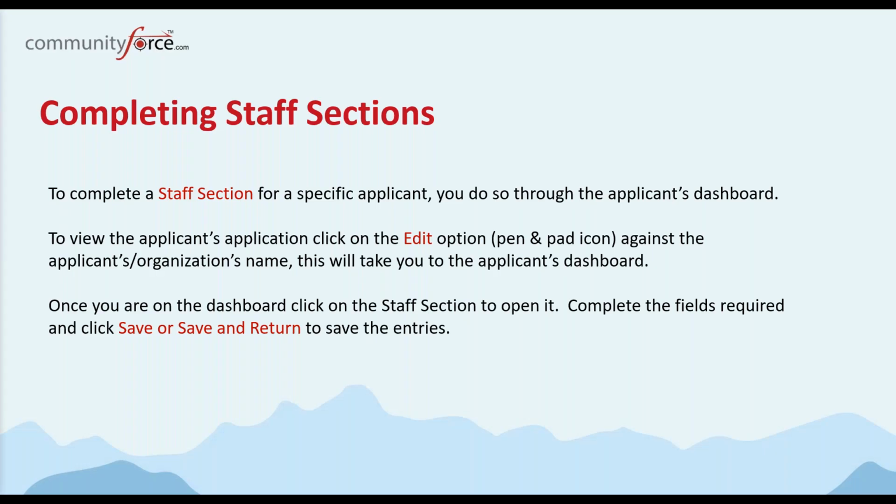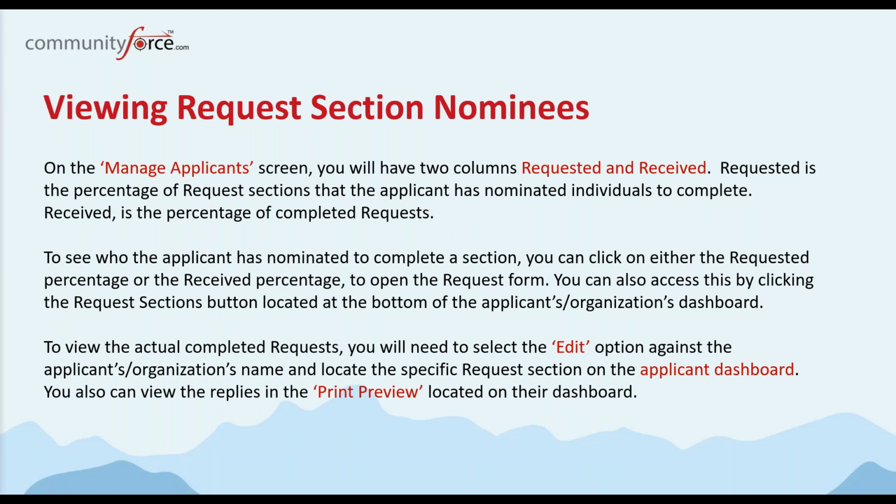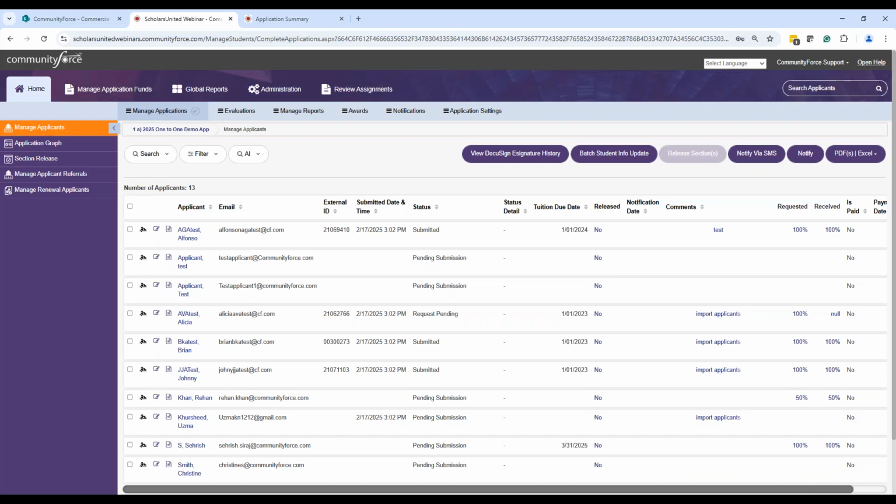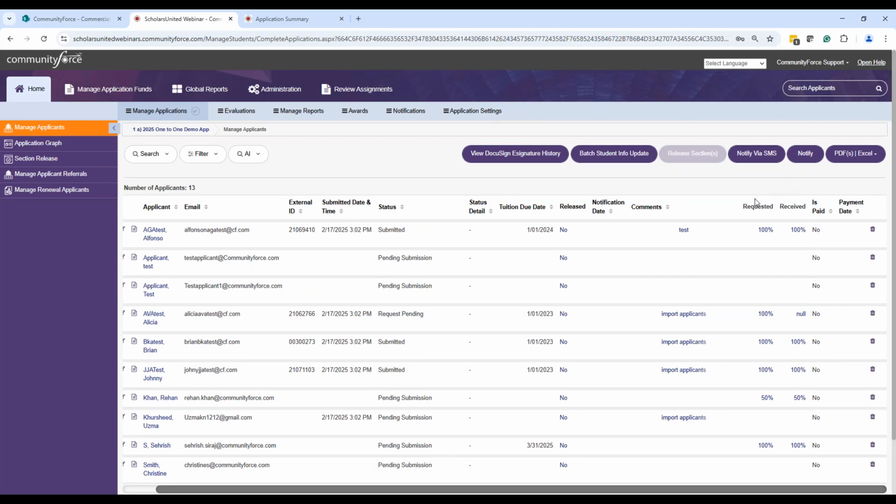So you may say, okay, how do I see the request sections that my applicants have completed? Who are they asking to complete them? And who has them completed, who doesn't have them completed? So there's a nice report here. If I scroll over here to the right, I have two columns, requested and received.